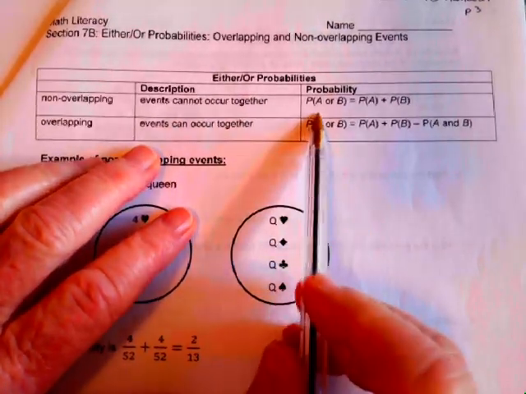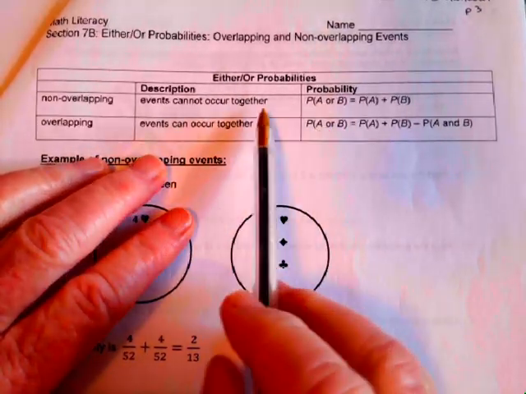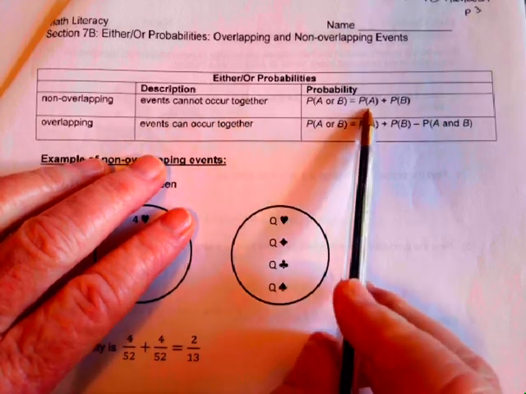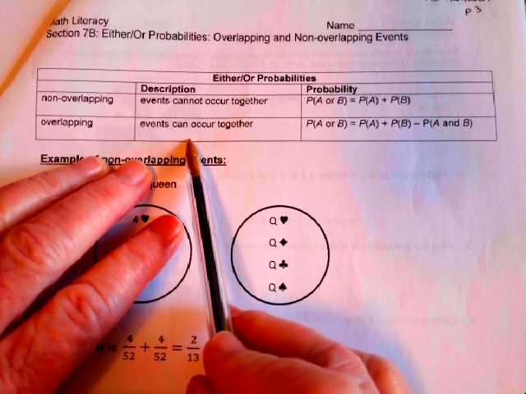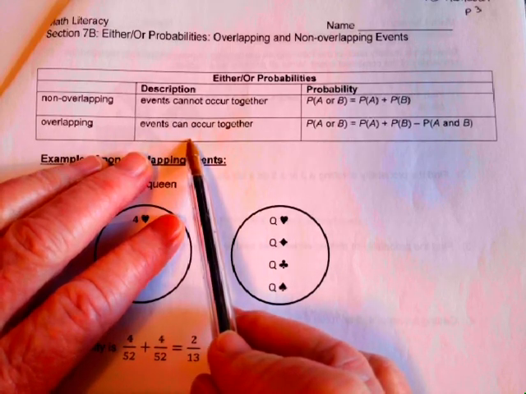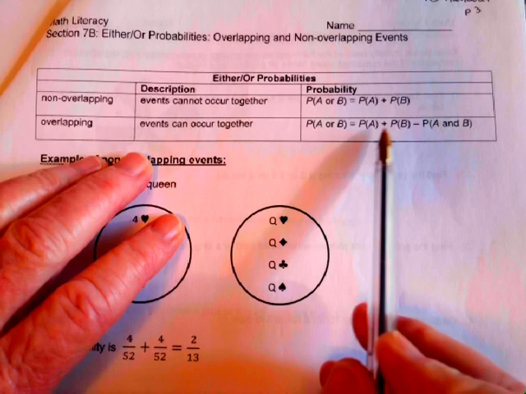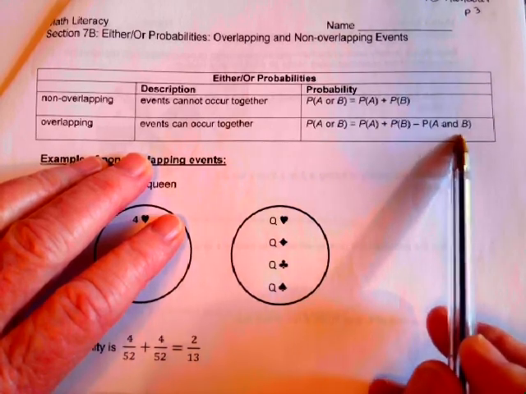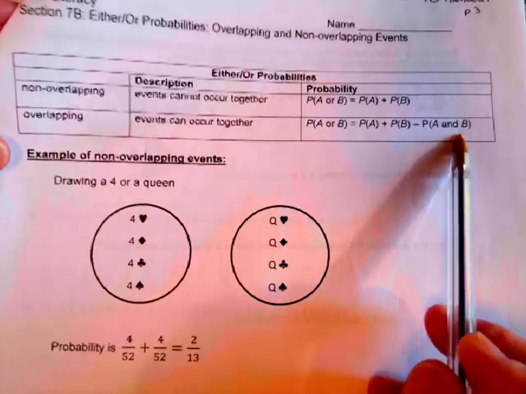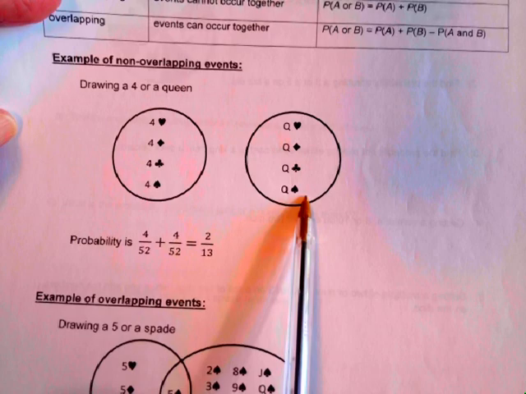To find the probability of A or B, you add the probability of A plus the probability of B. If they are overlapping, then it's the probability of A plus the probability of B minus the probability of A and B. Let's look at these Venn diagrams to point that out.